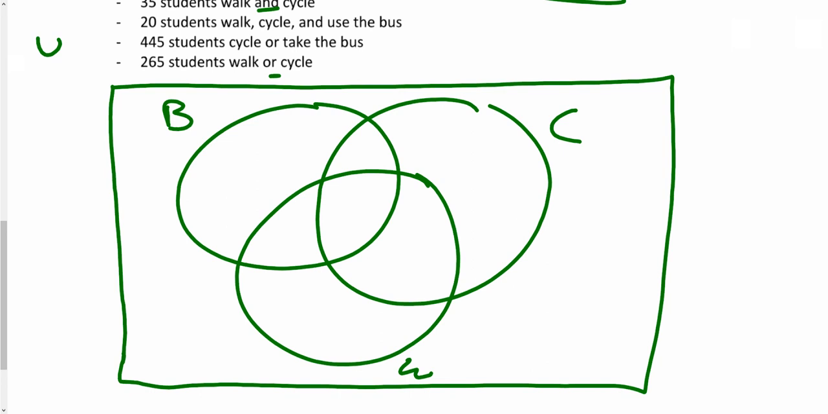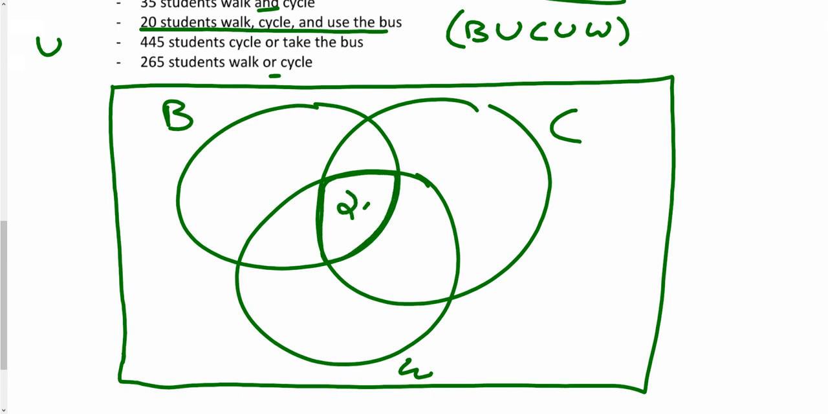And it says right here, 20 students walk, cycle, and use the bus. So that's the people that look like this: bus intersect cycle intersect walk. And that is right here. That's what all three of them have in common. Okay, boom.